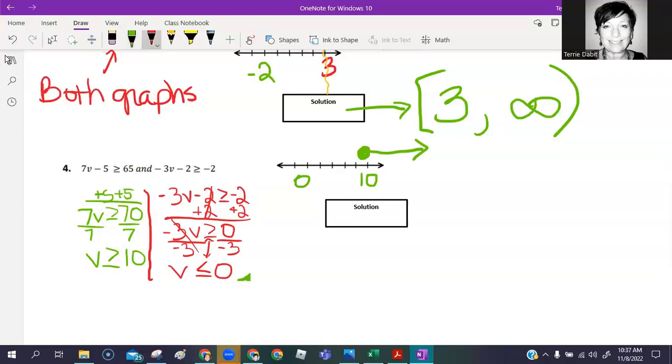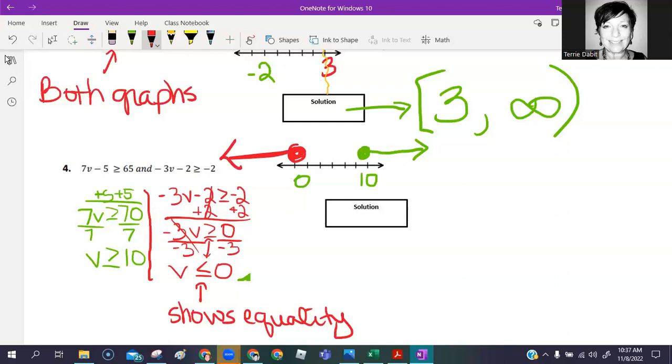Okay, on the other side of the equation, we added 2 to both sides, and then we divided by the -3 that was in front of the v, and we had to flip our sign since we divided by a negative. So at 0, we have a closed circle because it shows equality, it has a line, and it says that it is less than or equal to 0.